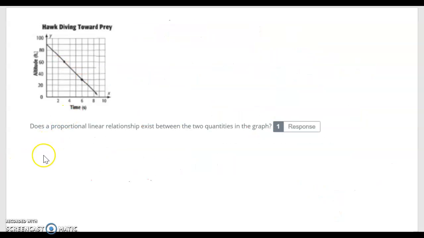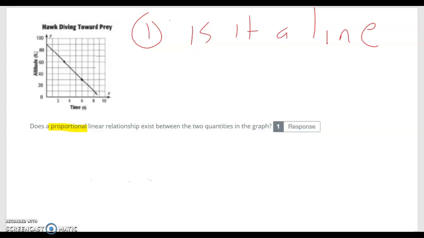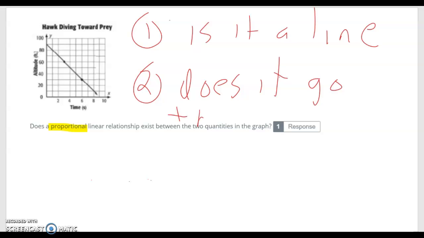Going on to the next question, does a proportional linear relationship exist? We are wondering whether it is proportional. I'm very new at this. There are two rules for proportional: one, is it a line? Two, does it go through 0, 0? Both of these have to be a yes.